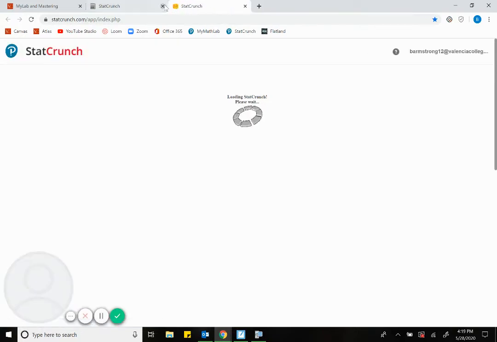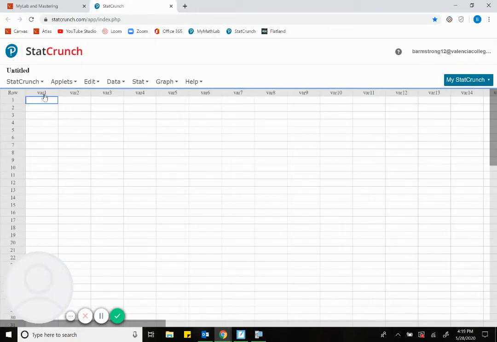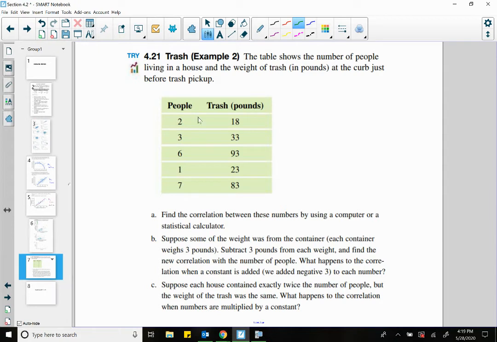There we go. Open StatCrunch. Now we got it. Okay. So right here, I'm going to call this people. Right over here, I'm going to call this trash. So our people, let's put that information in. It was under here. So 23617.